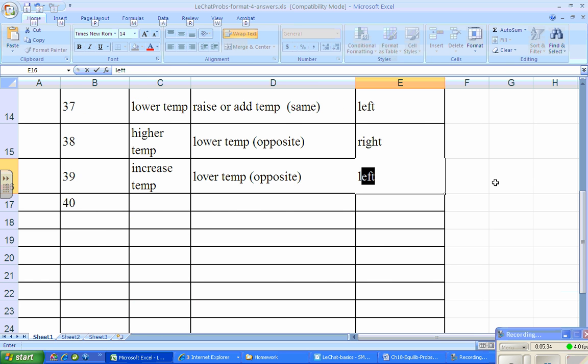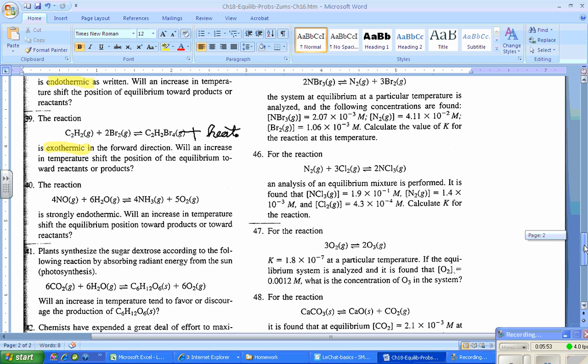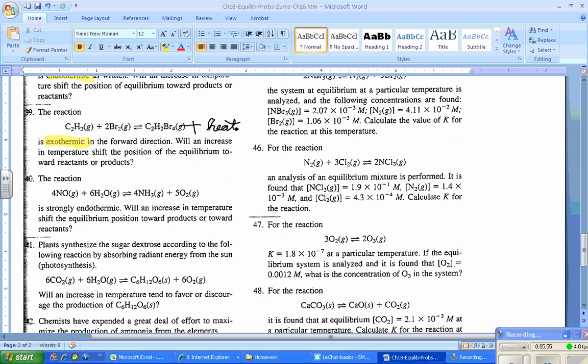Now, if we go left, what is this thing asking? Well, an increase in temperature, which is what we just figured out, shift the position of the equilibrium towards the reactants or to the products. It's going to shift it towards the reactants, as we just showed, because reactants are always on the left. All right, last problem. We're almost done here, folks.